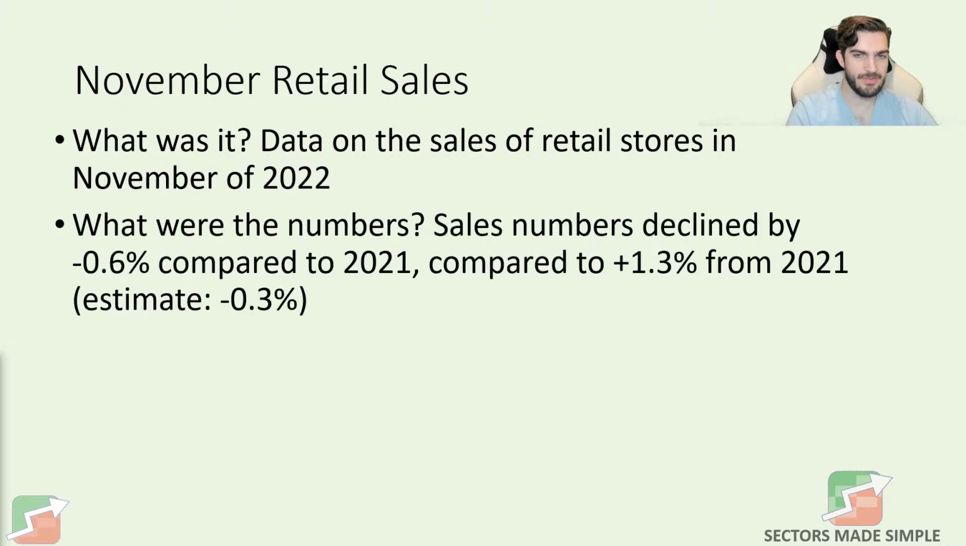And what we saw was that sales declined 0.6% compared to 2021, and 2021 compared to 2020 was an increase of 1.3%. 0.6% doesn't seem like a lot, but the estimate was just half of that. The estimate was negative 0.3%. So when the real numbers come out and they're twice as bad as you were expecting them to be, that's going to be a shock to everyone.